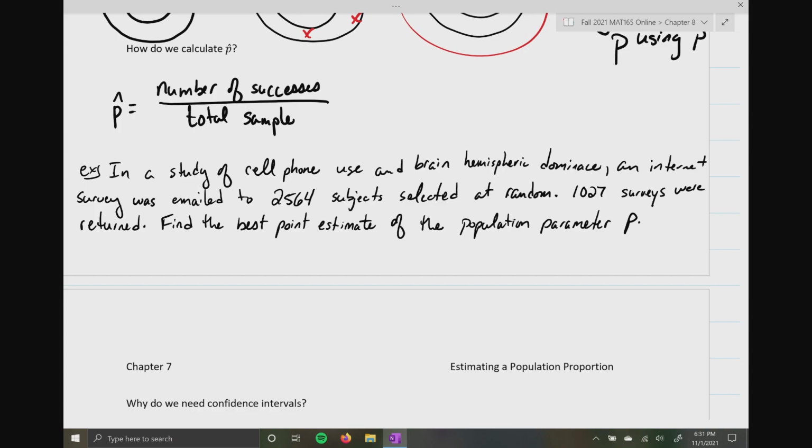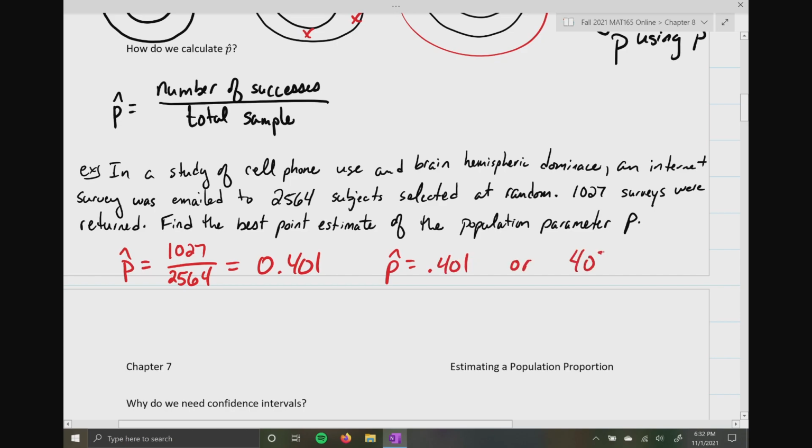1,027 surveys were returned. All we want to do is find the best point estimate of the population parameter P. All right, now remember, we are estimating P. We have no idea what P is. However, our best point estimate for this is going to be P hat. And we just learned that P hat is the number of successes, in this case, the number of surveys returned, 1,027, over the total sample, in this case, 2,564. And when you do the math on that, you get 0.401. So right now, our best point estimate is 0.401, or approximately 40% of the population.